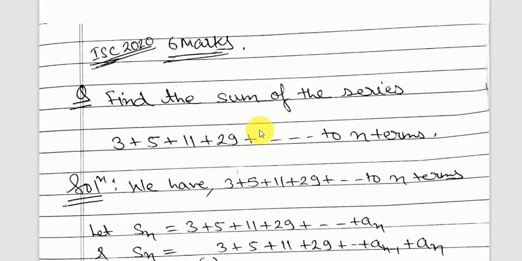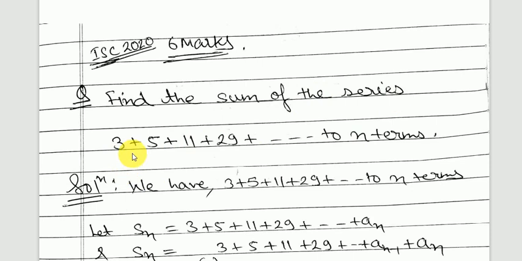Good morning, children. So now let us see one question from ISC 2020, 6 marks. The question was, find the sum of the series. And it was 3 plus 5 plus 11 plus 29 plus to n terms.